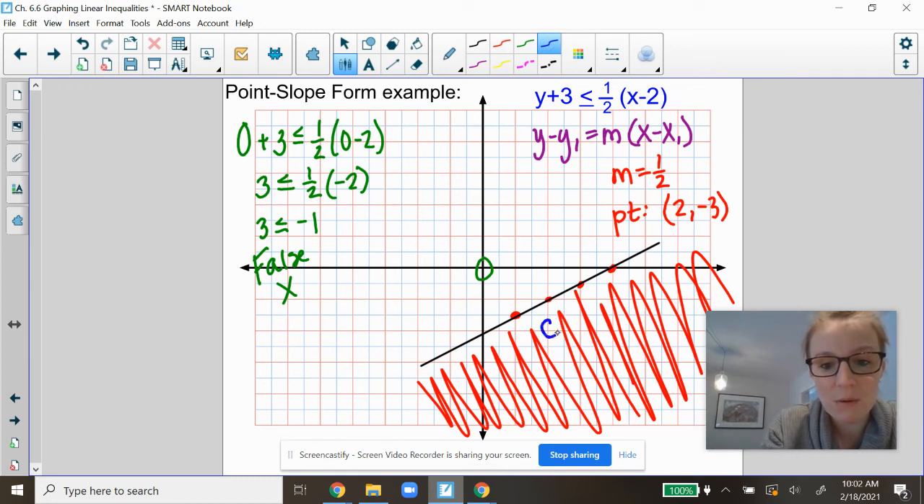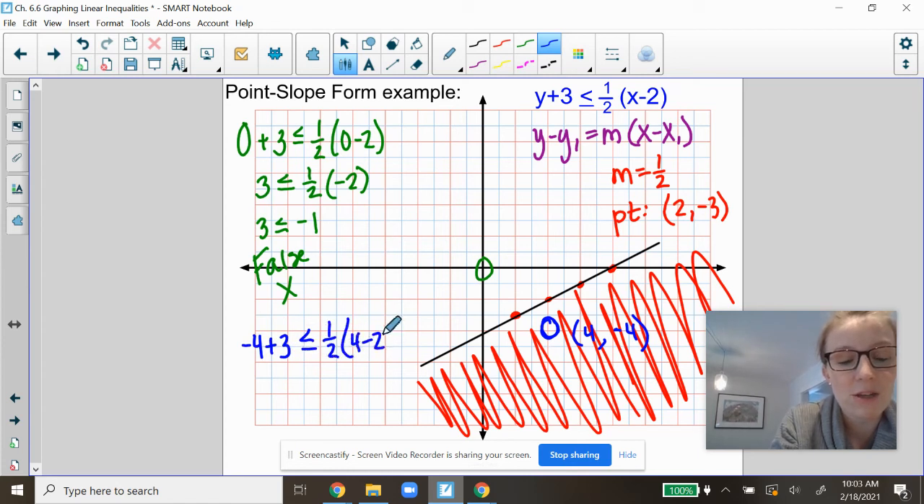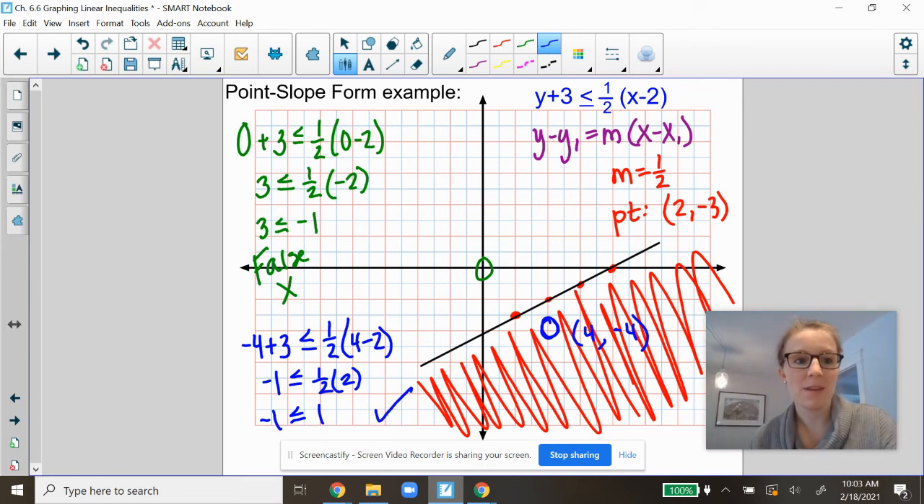So let's take this point right here that's in my shading. So that's going to be 4, comma, -4. We could plug this in to double check. So if I plug in -4 plus 3 is less than or equal to 1/2 of 4 minus 2. Well, -4 plus 3 is going to be -1, is less than or equal to 1/2 of 4 minus 2, which is 1. Is -1 less than or equal to 1? Yes, so I've shaded correctly.